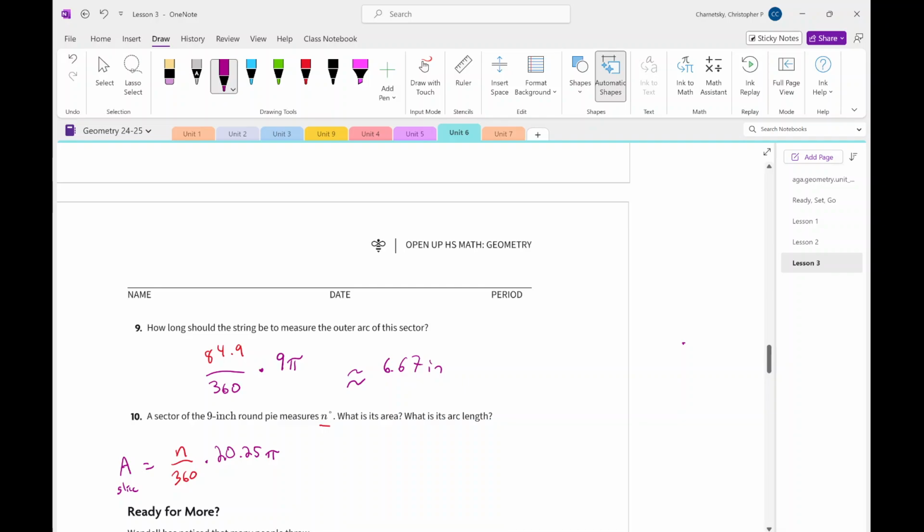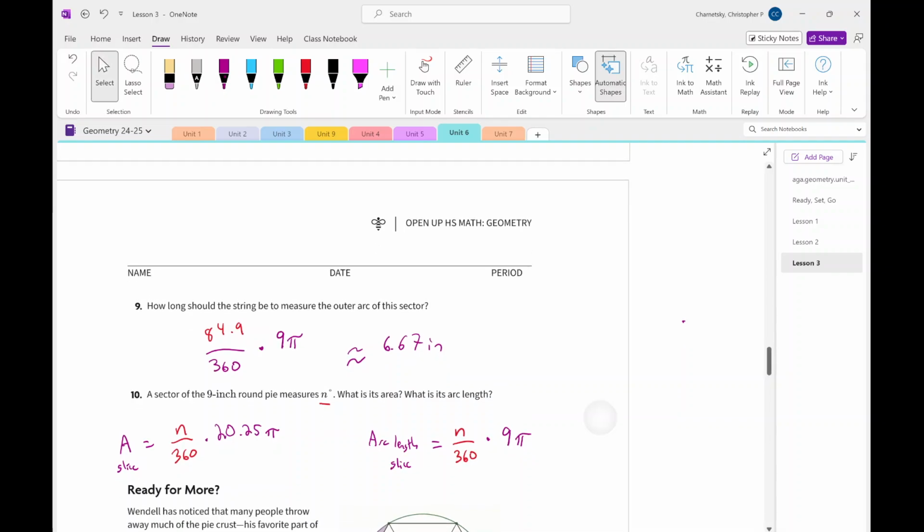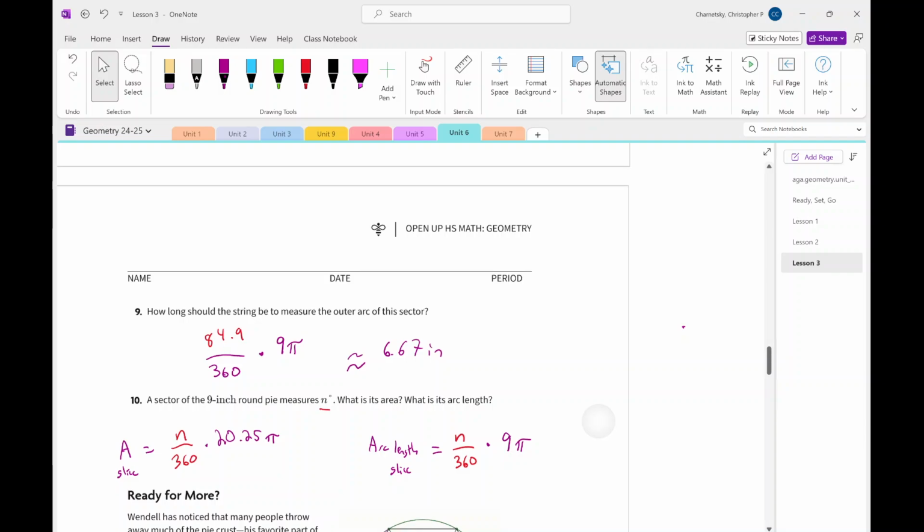If I need to know the arc length of a slice, same process. That angle out of 360, but instead of multiplying by the entire area, we're going to multiply by the entire circumference, which was 9 pi. And now we could figure out anything on any slice on the 9-inch pie.